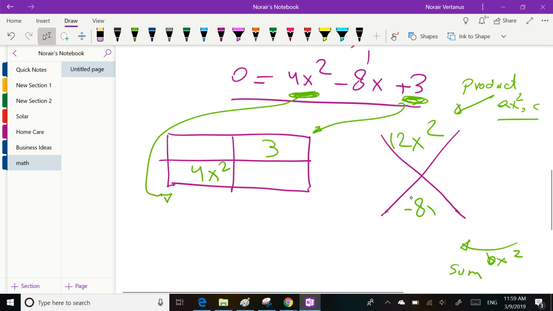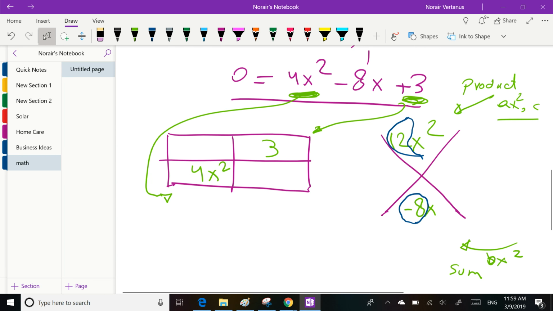That's negative 8x. Okay, so you're going to say what two numbers you multiply to get 12, ignoring x squared, and when you add them, you get negative 8, ignoring x. So let me erase this. What two numbers do you multiply to get 12, and add to get negative 8? First thing is start with 12.